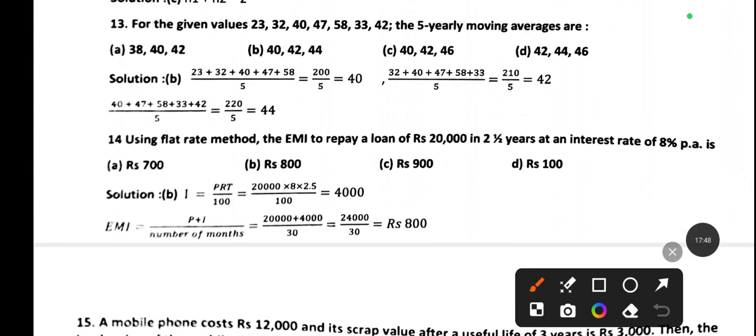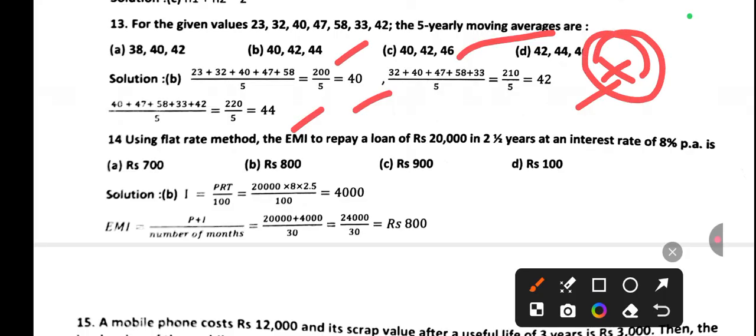And this question is again important. In the board exam sample paper they have asked 3 yearly moving average. This time they have asked you for 5 yearly moving average. So you have to add all the numbers, divide by 5. Got 40. Next you apply, you got 42. Next you got 44. So 40, 42, 44. Option B is correct. Again important.